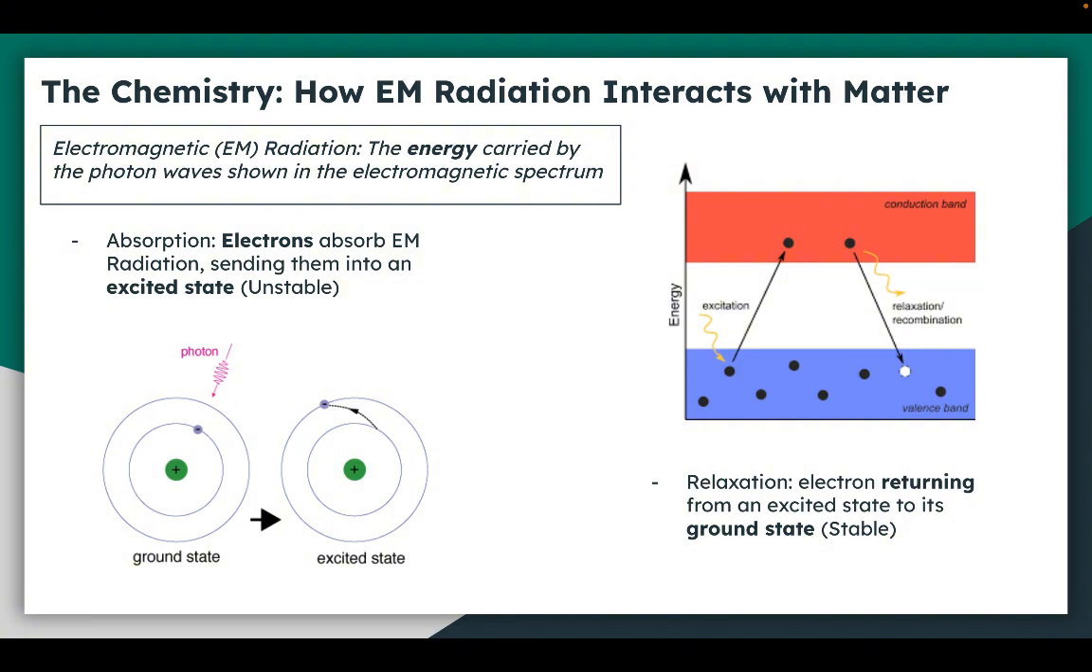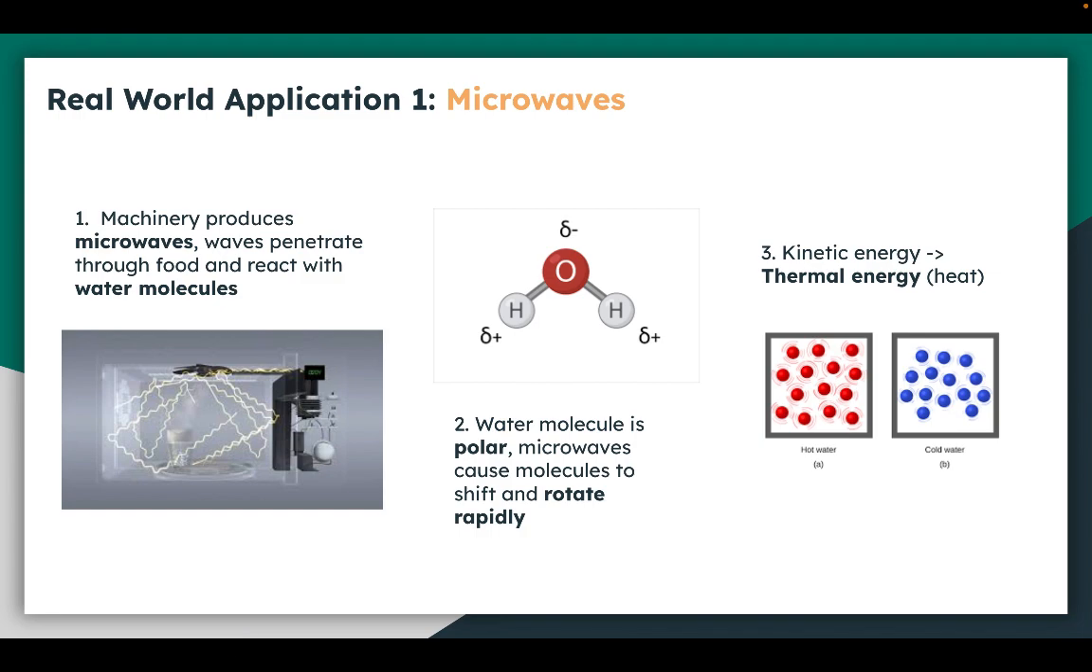It causes the molecule, or whatever it is that the photons are coming into contact with, to become unstable. This puts the electrons in an excited state and moves them away from the nucleus, causing the electrons to want to come back down to a ground state or a relaxed state. This results in the release of energy again. This phenomenon is going to result in a few different things that we're going to talk about a little bit later. Now, our first real-world application is going to be microwaves.